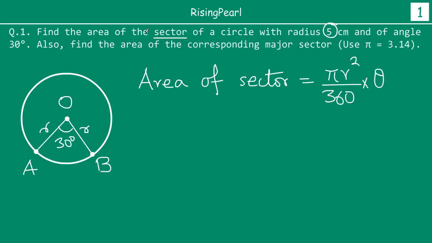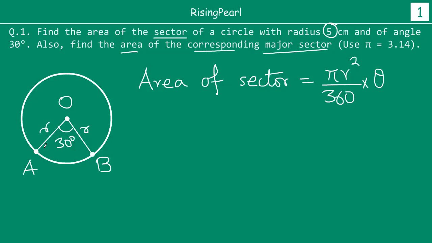So whenever we talk about area of sector, we mean that it is area of the minor sector, which is this OAB. And then the major sector, that's why the question has 2 parts. We also have to find out the area of the corresponding major sector. So first let's find out the area of the sector.